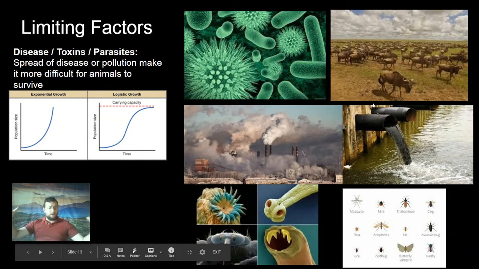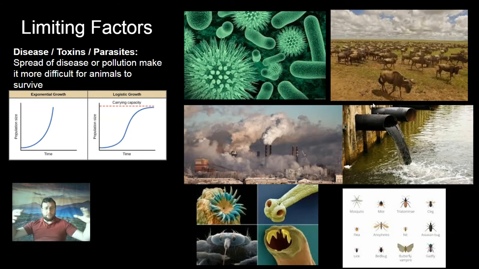When you have large herds, you have large amounts of manure and toxins that gather where they are. So that's why they have to keep moving, not only because of the food, but because of the toxins. That's why humans living in cities have to deal with all the toxins that come from the cities, all the pollution. And parasites and diseases also spread, especially in situations where the organisms are living close to each other.